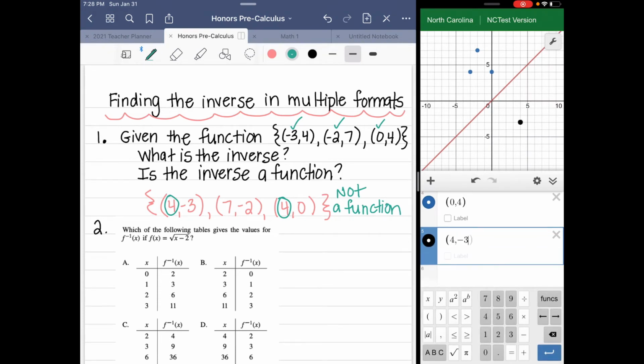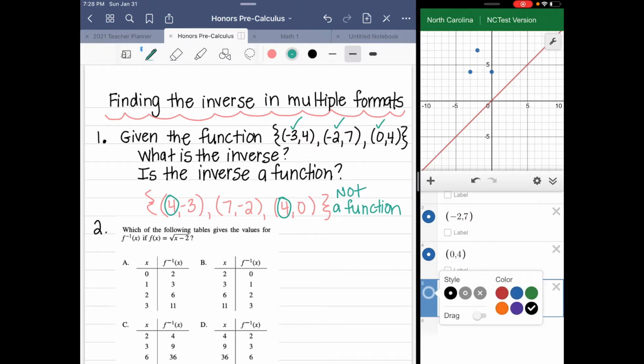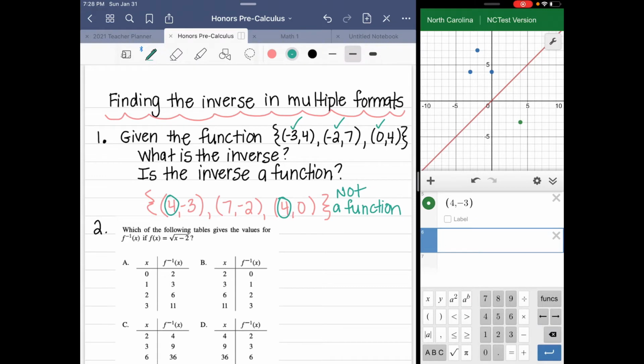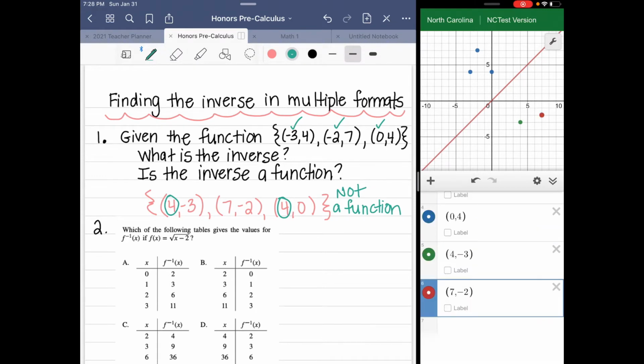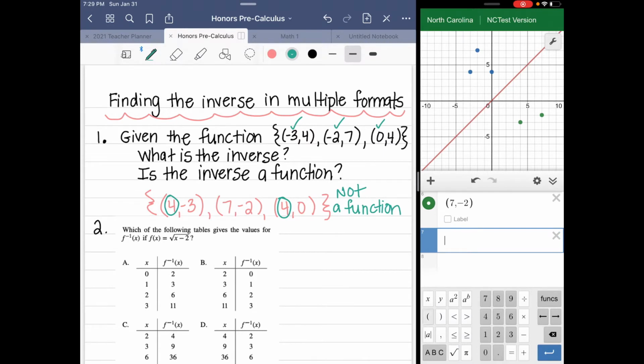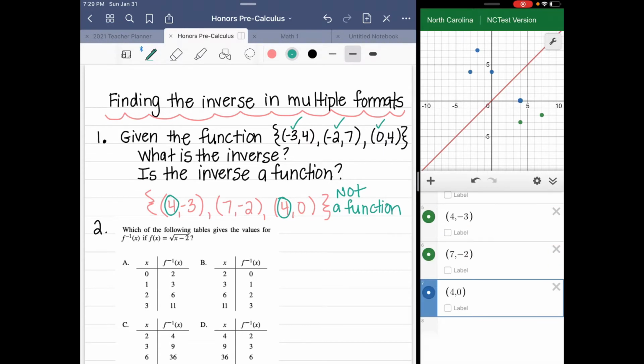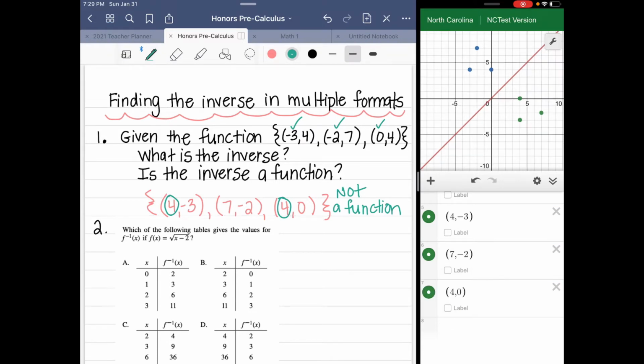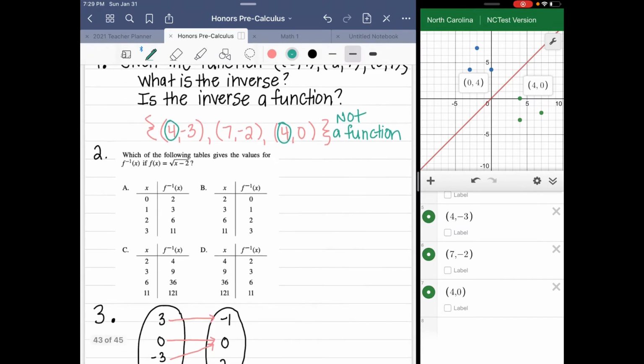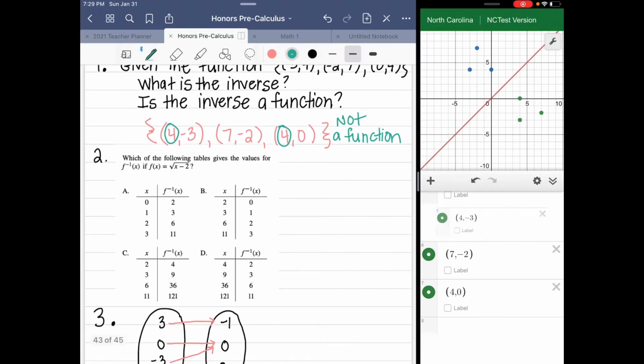All right. Now I'm going to look at the inverses that I did. So we did 4, negative 3. Let's change that to red. No, let's do green. And then we have 7, negative 2. And the last one is going to be 4, 0. And you should be able to see there that those are reflections of each other. I can see that the points 0, 4 and 4, 0 are reflections over the line y equals x.